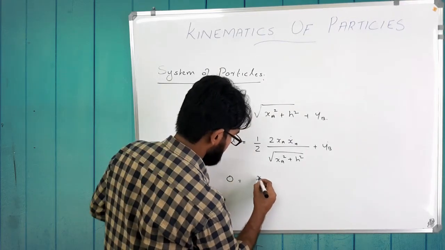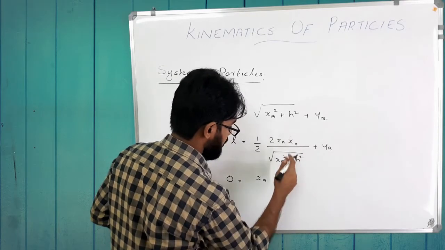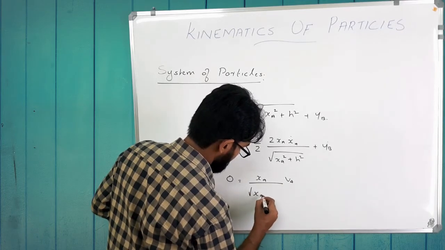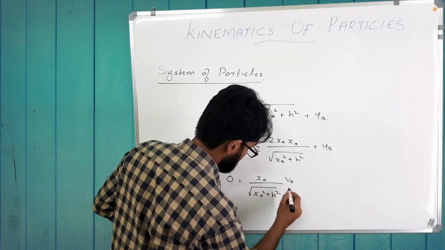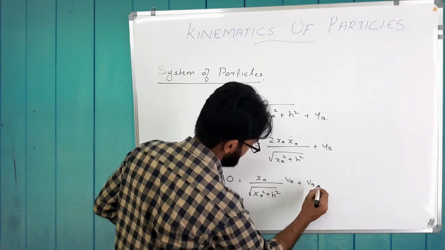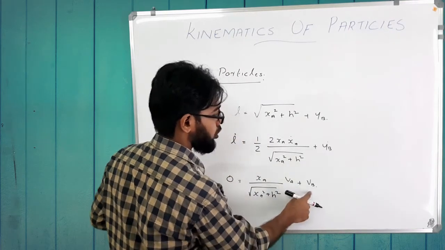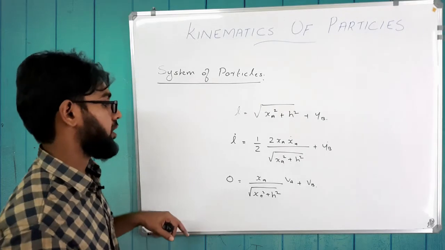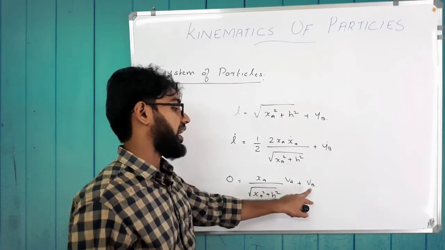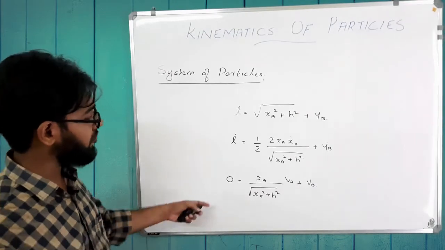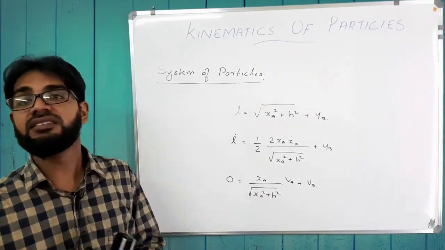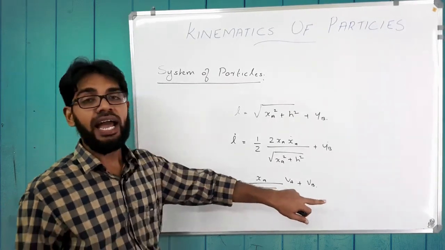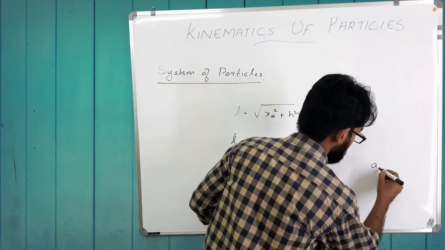So this will be equal to xa, I can represent xa dot as Va, divided by root of xa square plus h square, plus Vb, where yb dot will be equal to Vb. So here we can find the corresponding relationship between velocity of A and velocity of B. Now, if I take the derivative again, I can establish a kinematic constraint between the corresponding accelerations of A and B.